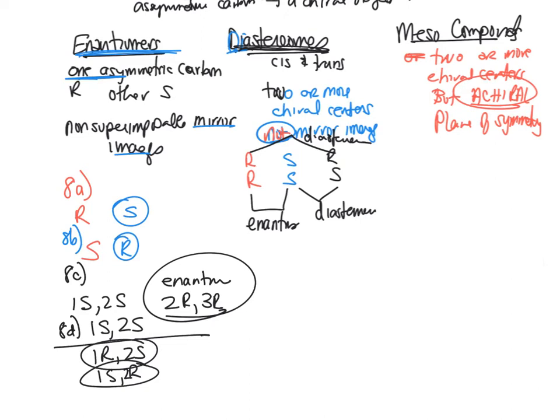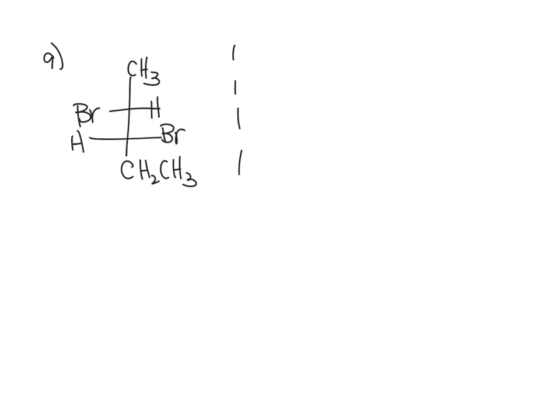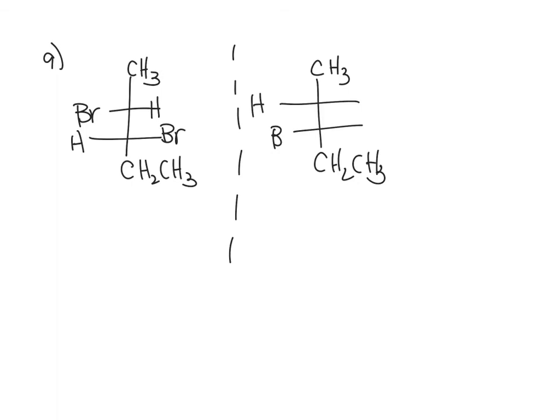Okay, let's go to 9. Okay, question nine. Draw the mirror image of the following Fischer projection. Okay, so what would the mirror image be? This is our mirror. CH3, CH2, CH3 at the bottom, hydrogen, Br. See, there's your hydrogen, hydrogen. Here's your Br, Br. And then over here, you'd have this Br away from you, and this hydrogen over here. Okay, so I made the mirror image.